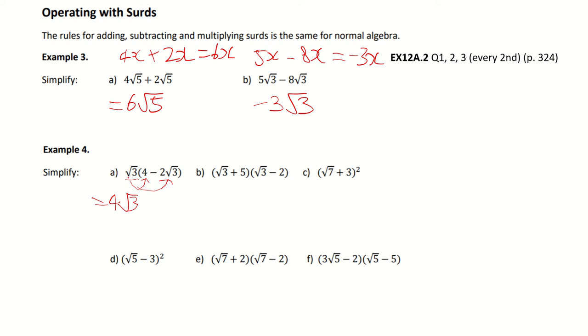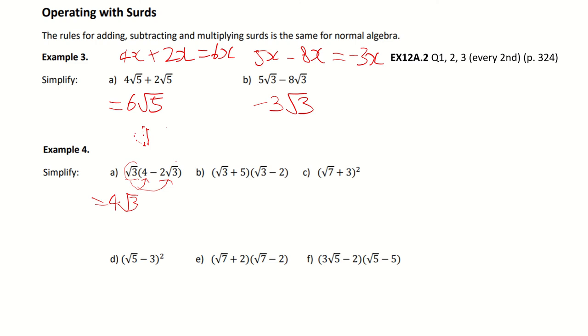Now, square root 3 times square root 3. If we multiply these two together, what's square root 3 times square root 3? Well, we learned about that in the last lesson. Square root 3 multiplied by square root 3 is going to give us 3. So this is going to be 3, and times by negative 2, so it's going to be negative 2 times 3. And then if we simplify this, we're still going to have the 4 lots of square root 3, take 6. We can't simplify it any further because they're different. It's almost like 4x take 6. Can't simplify it any further.